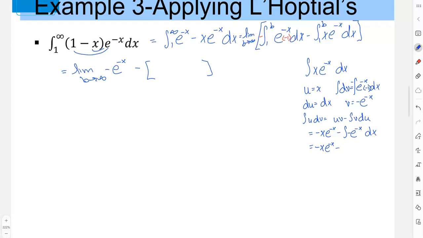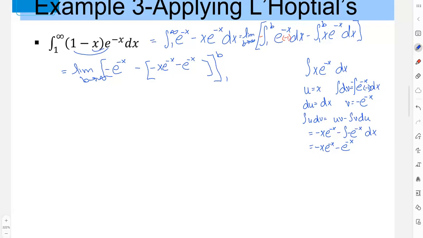So if we think about our u substitution, u is negative x, and we have the negative. So when we integrate, we're going to get e to the negative x. So I'm going to put that in right here, minus negative x e to the negative x minus e to the negative x. So integrating those two pieces give me this. I'm going to take the limit of all of it after I plug in the limits 1 and b.